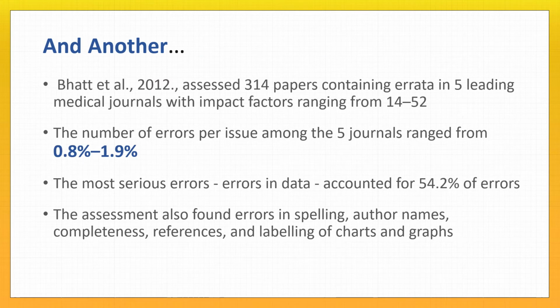Bart et al., also in 2012, assessed 314 papers, looking at errata across 5 leading medical journals, and they actually placed a restriction on their impact factors, which ranged from 14 to 52. So they were looking at mid to high tier journals, and they found that there was an error rate of between 0.8% to just under 2%. Again, reinforcing the number that we had in our mind at the beginning of this session, which was around 1 to 1.5%.